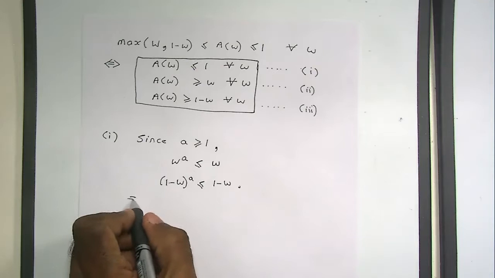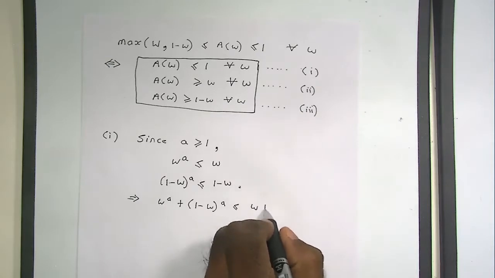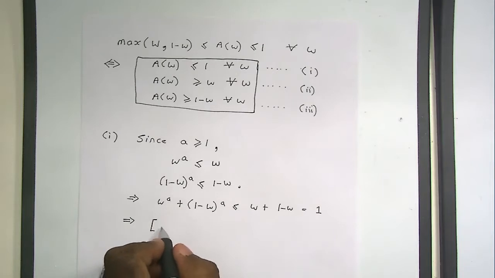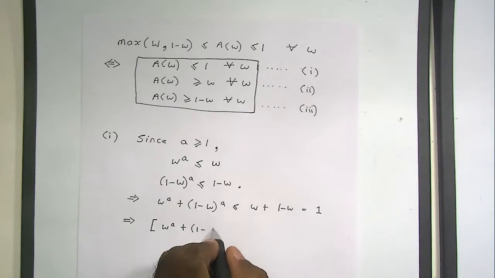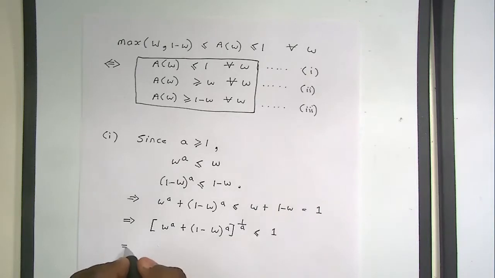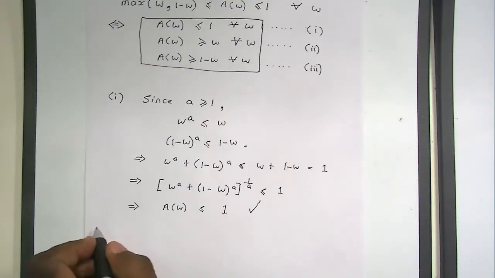So this implies, and this implies, and this implies that A of omega, so we have proved that A of omega is less than or equal to 1. Are there any questions on this so far? Hello guys, are you with me on this? Yes? Okay. And the next thing we need to prove is part 2.